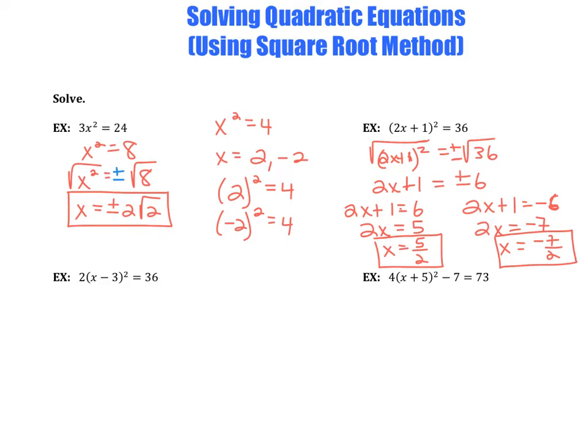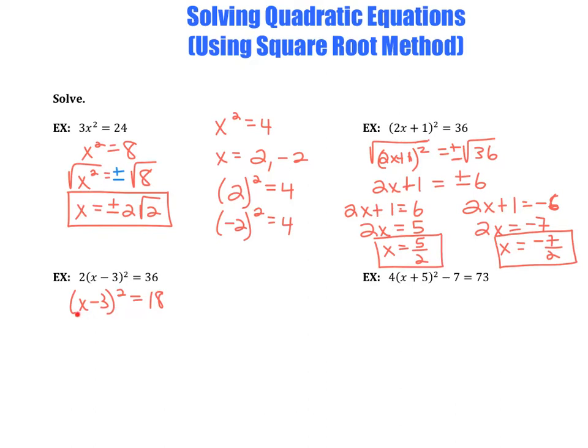All right, in our next example, we have indeed only a squared term and a constant, but we do need to isolate this squared term first. So just like we did in the first example, we're going to do something comparable in that we're going to divide both sides of the equation by 2. So we get x minus 3 quantity squared is equal to 18.